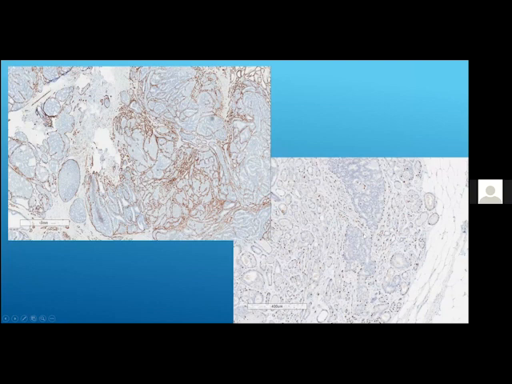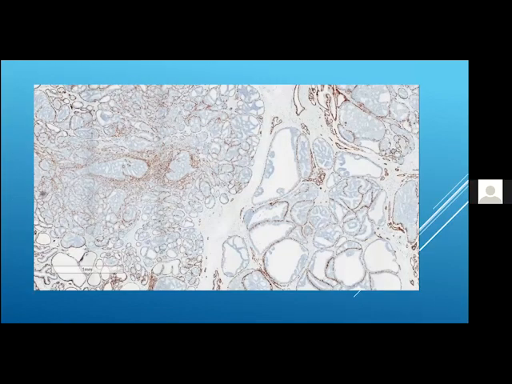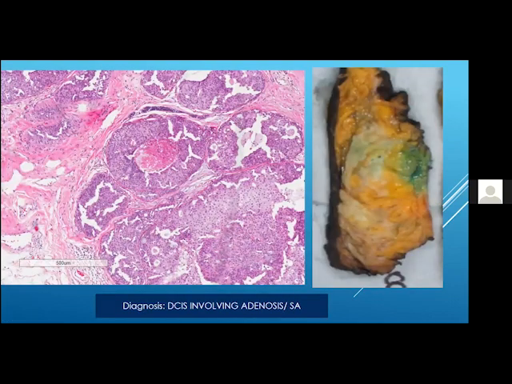And also P63 can highlight most of the myoepithelial cells surrounding. And this is another area where you can see the DCIS intermingled with those sclerosing areas with adenosis. Then when we reported the margin as negative, they went back and did a mastectomy, and in the mastectomy specimen, there was actually a nice area of ductal carcinoma in situ, as you can see. So this case was also QA'd by a UHN pathologist. So at the end, we called this ductal carcinoma involving adenosis, sclerosing adenosis.